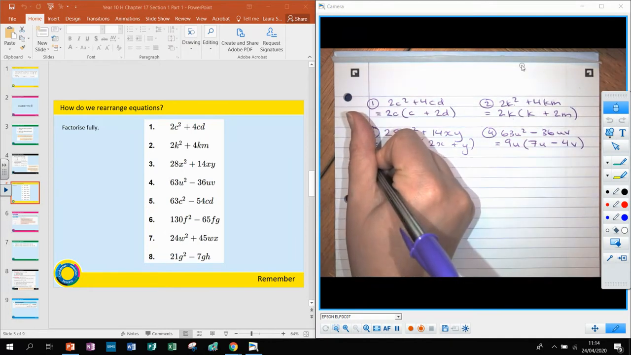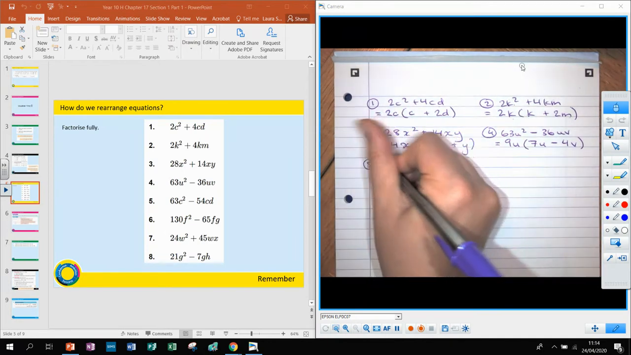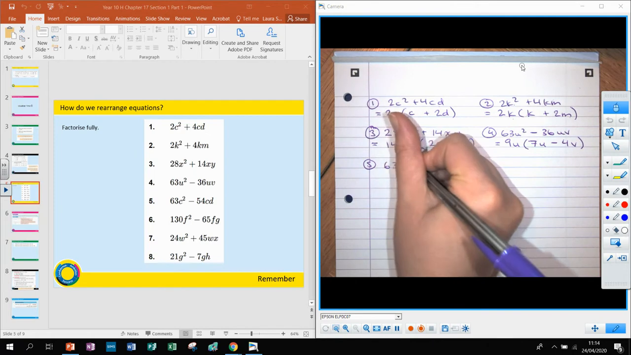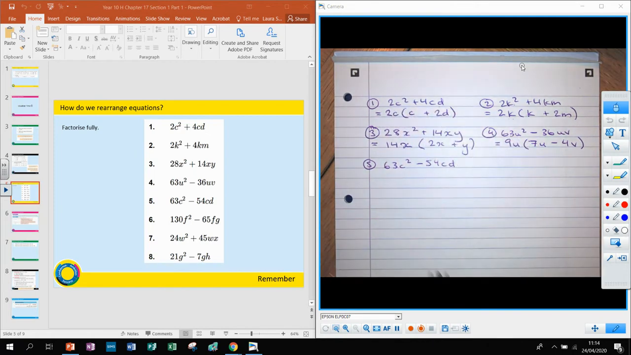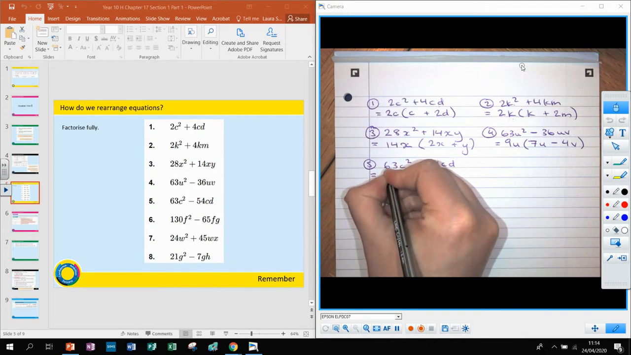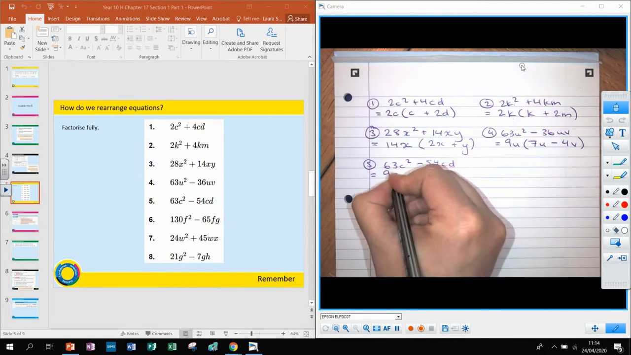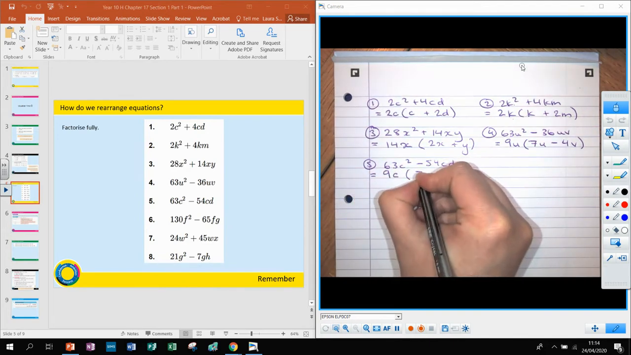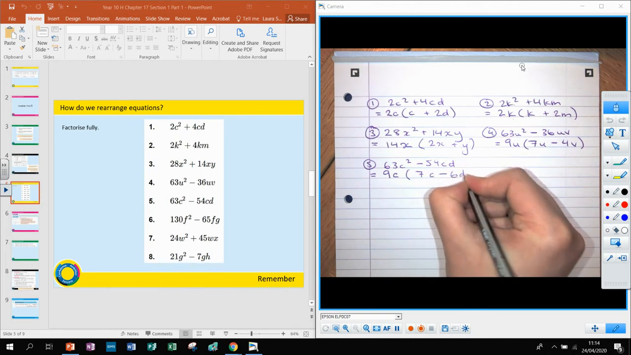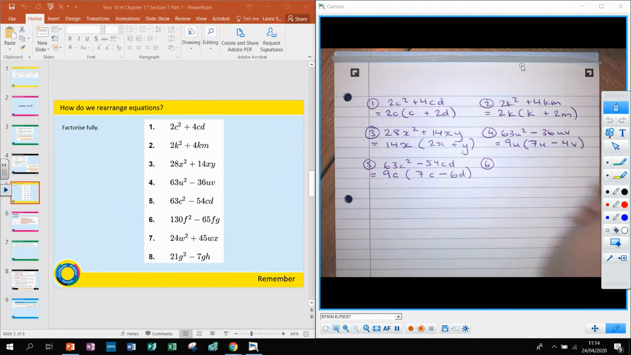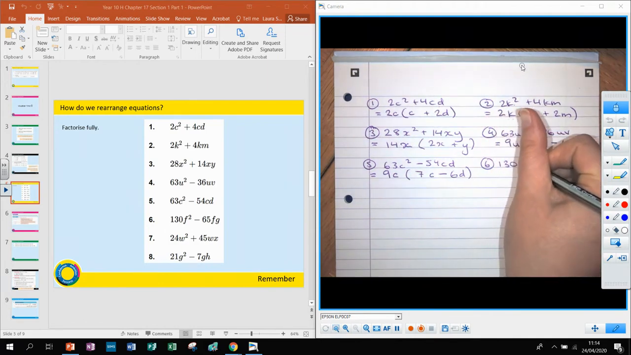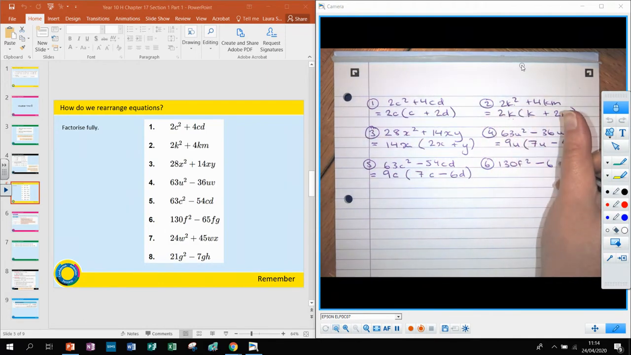For question 5, we had 63c squared minus 54cd, okay? Highest common factor for the numbers is 9, highest common factor for the letters is c, so that gives us 7c minus 6d. For question 6, we had 130f squared minus 65fg.